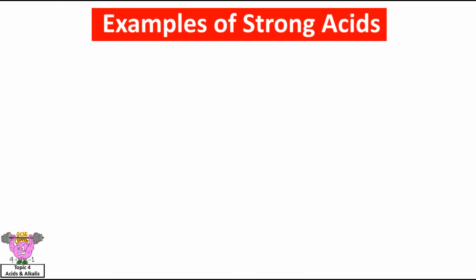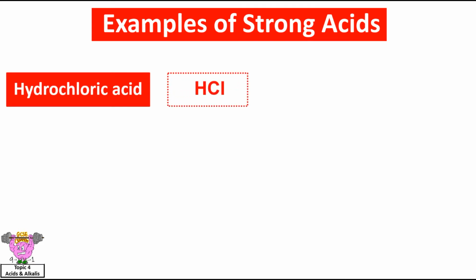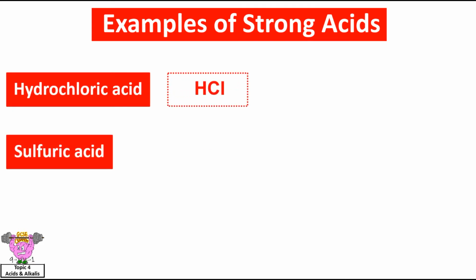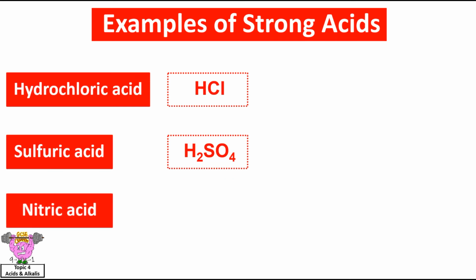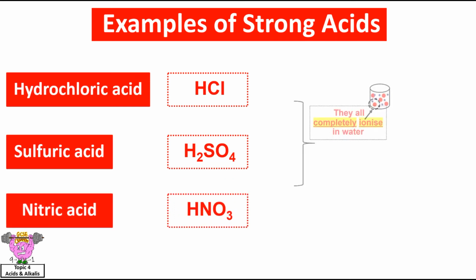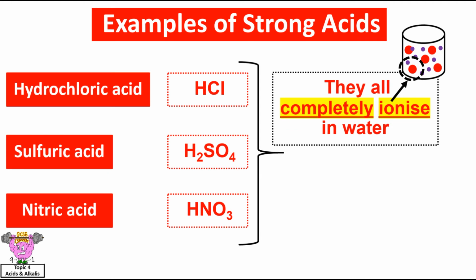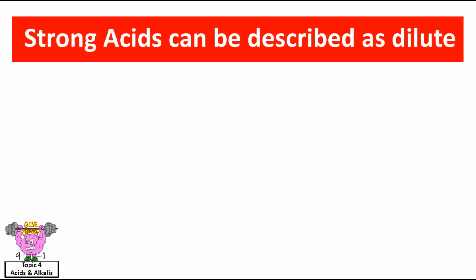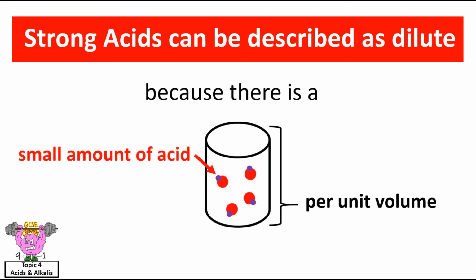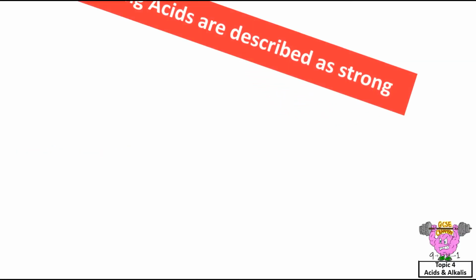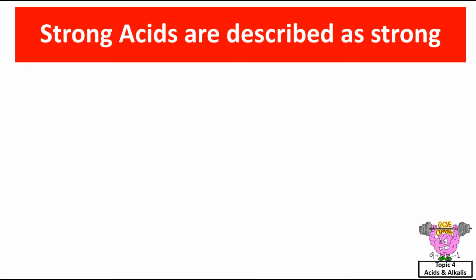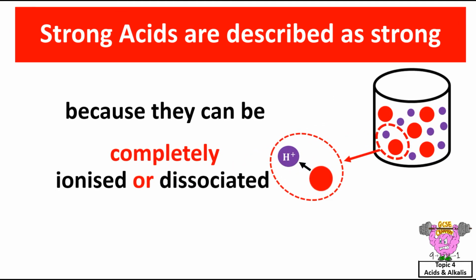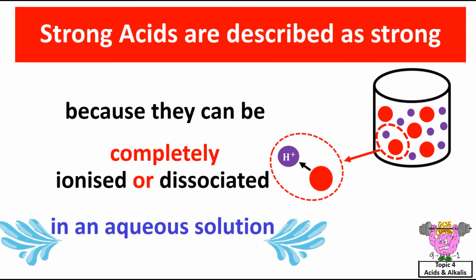Examples of strong acids: hydrochloric acid, HCl, sulfuric acid, H2SO4, nitric acid, HNO3. They all completely ionize in water. All the acid particles dissociate to release H plus ions. Strong acids can be described as dilute. Explain why. Because there is a small amount of acid per unit volume. Strong acids are described as strong. Explain why. Because they are completely ionized or dissociated in an aqueous solution.